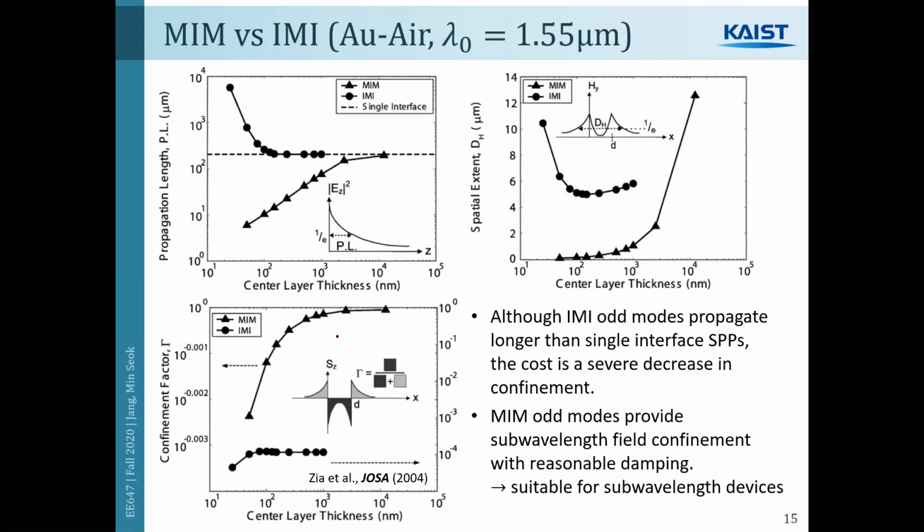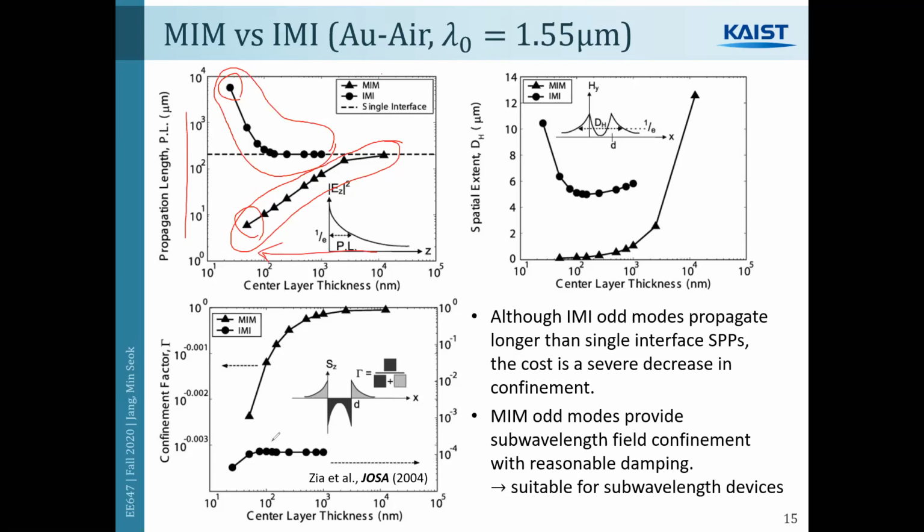Okay, so now here I compare the two cases. One is the IMI waveguide, and the other is the MIM waveguide. I guess both of these are odd modes. And if you compare the propagation length for the odd mode, the IMI waveguide wins. You have long propagation length, whereas the MIM waveguide has relatively short propagation length. And that propagation length gets even smaller when you reduce the core thickness.